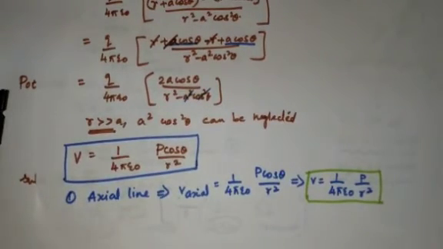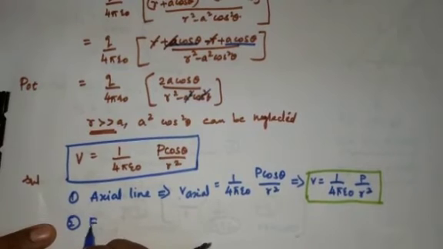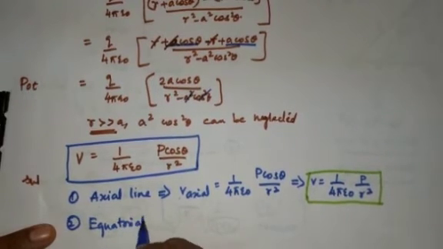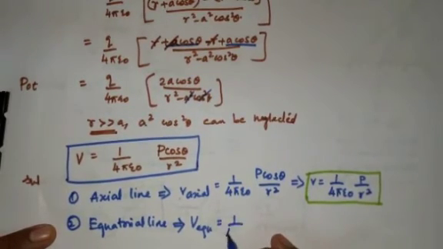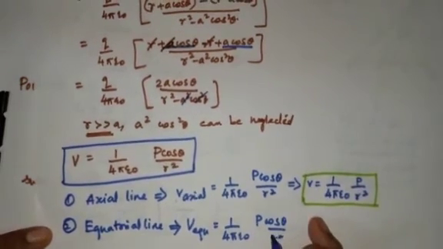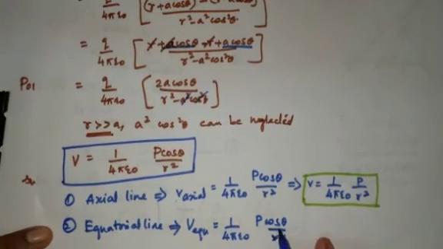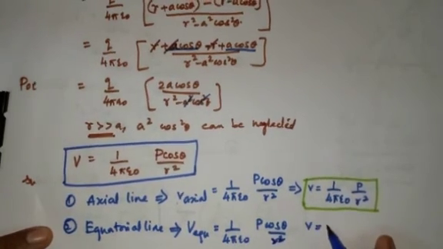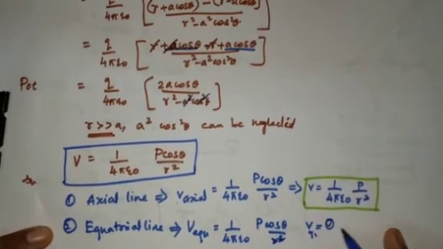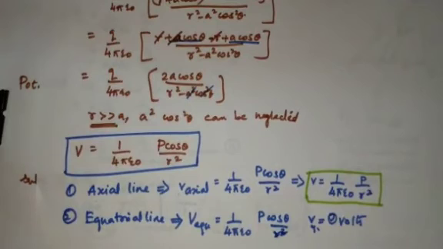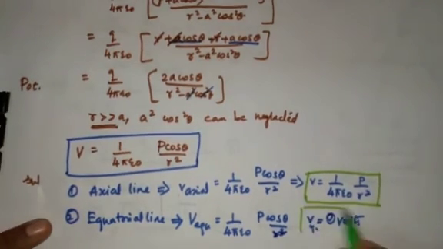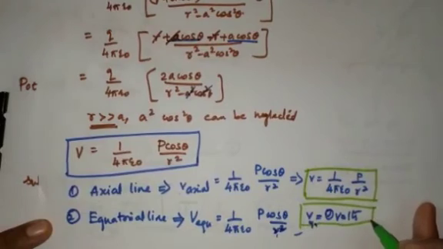So what about equatorial? Second case, equatorial line. V equatorial is equal to 1 by 4 pi epsilon naught, same way, P cos theta by r square. In the case of P cos theta, theta is 90 degree for equatorial. Cos 90 is 0. Anything multiplied with 0, that full term will get 0. So V equatorial is equal to 0 volts. So these are the two cases we are getting from this.